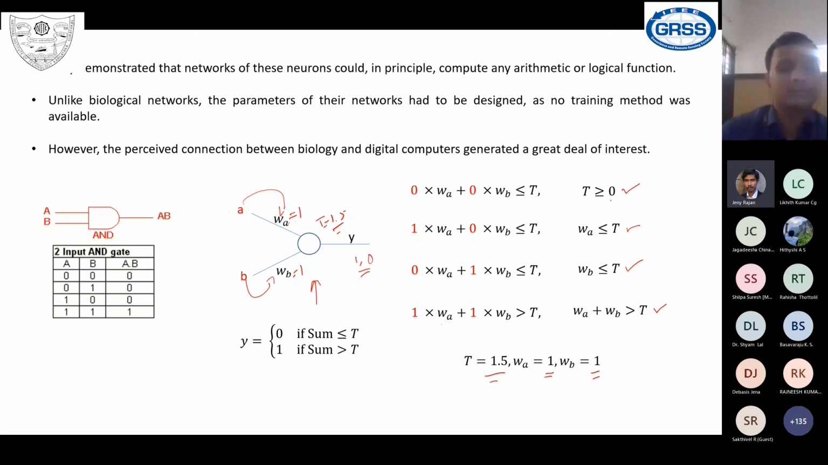So now I explained how to create an AND gate using the McCulloch-Pitts model. You can also try designing other gates like OR or NOT using the MP model. Again, if you want to design an OR gate, you have to solve a system of equations and then come up with the appropriate values of the parameters. Okay, any questions?